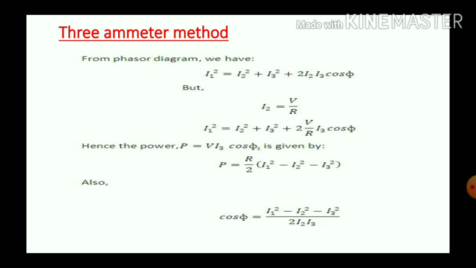And concluding, by using the 3 ammeter and 3 voltmeter methods, we can find the power and power factor of a single phase AC circuit.